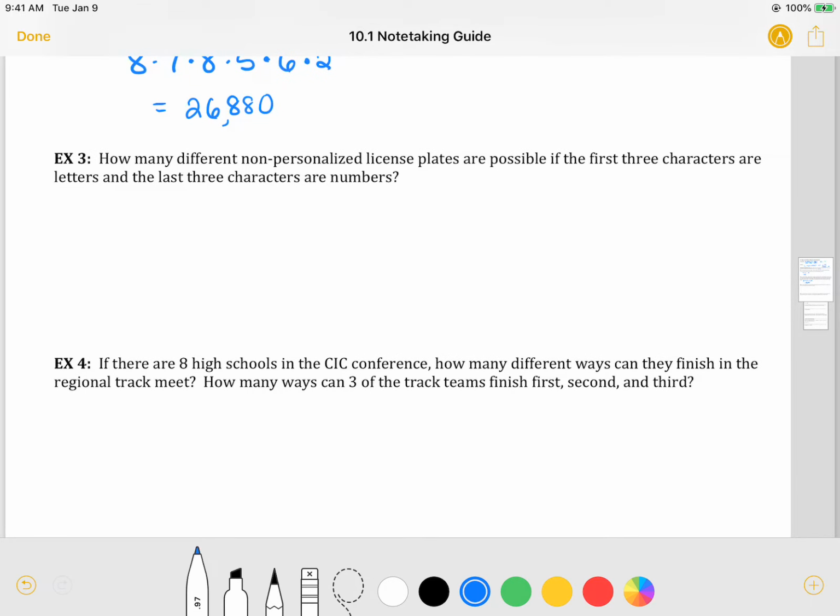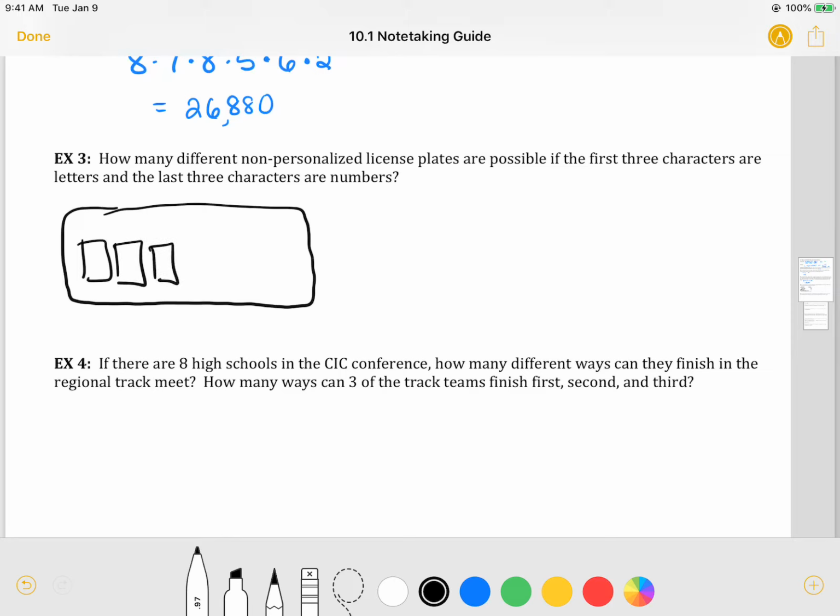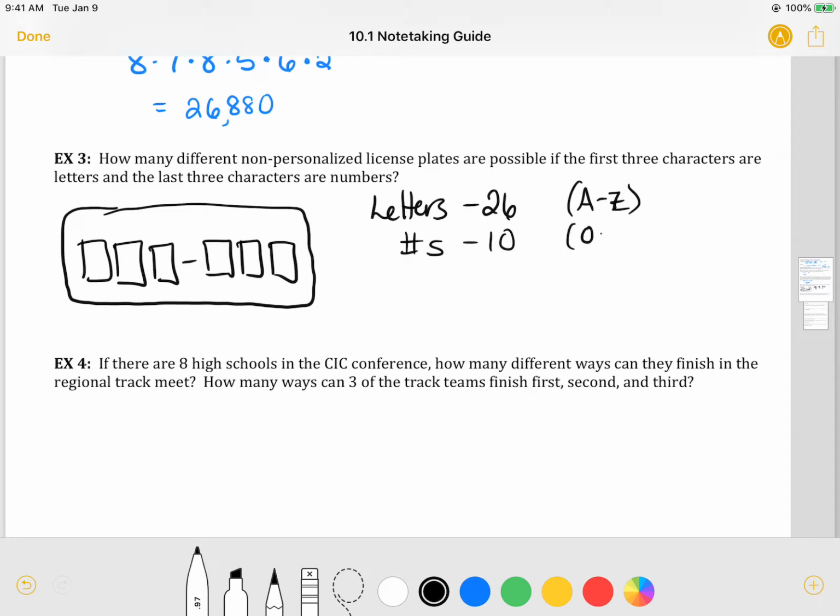It says, how many different non-personalized license plates are possible if the first 3 characters have to be letters and the last 3 characters are numbers? Let's say here's our license plate, and the first 3 characters are going to be letters, and then the last 3 are going to be numbers. For letters, we have 26 choices, the letters A to Z. For numbers, we have 10 choices, the single digits 0 to 9.